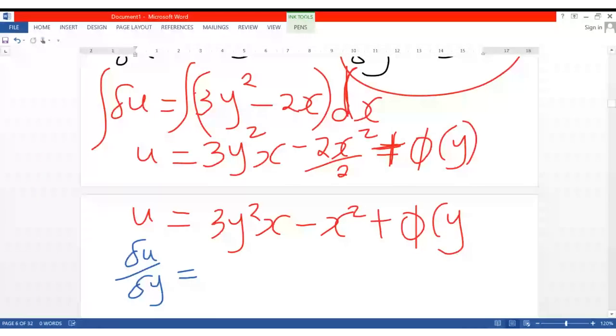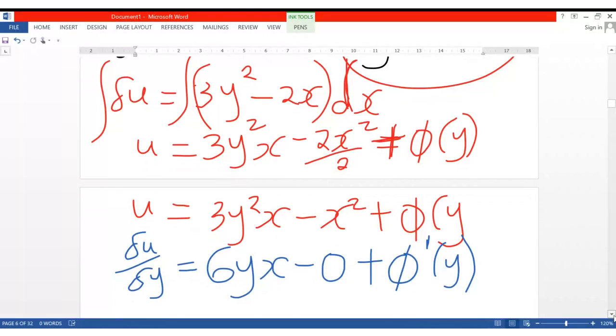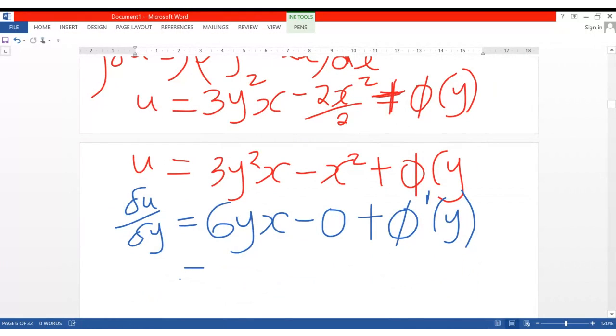So partial u, partial y, what I'll need to do is to differentiate now in terms of y, assuming that x is a constant. This one will get 6yx minus, there's no y here, so this one will be 0. And then we said for the phi, when you differentiate, you get phi prime y. This one I'm remaining with 6yx plus phi prime y.